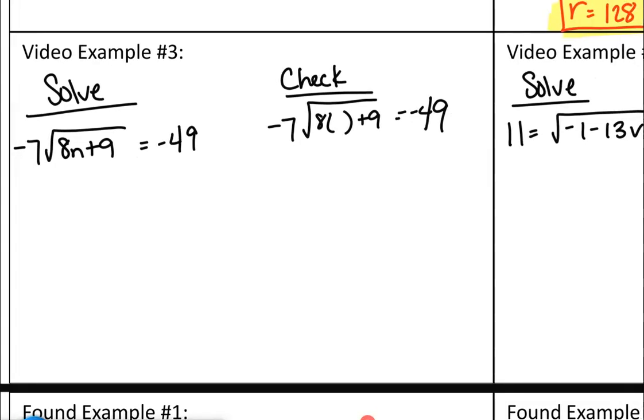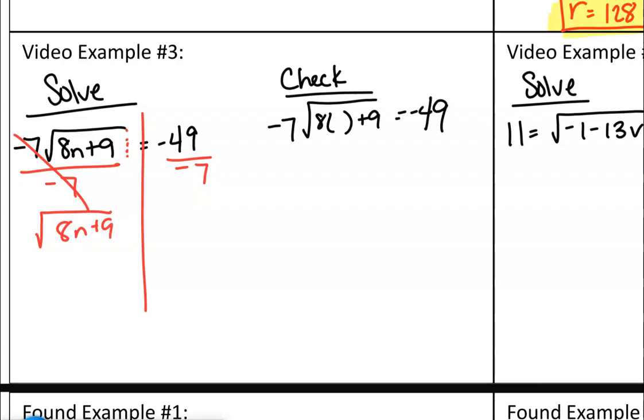All right, let's take a look at the next example. So same deal. We have this -7 there. Notice that this is not between them, so it's not 7 minus. This is -7 times the radical. So the opposite of that would be divide by -7, leaving us with the square root of 8n plus 9 equals, and -49 divided by -7 would be a +7.